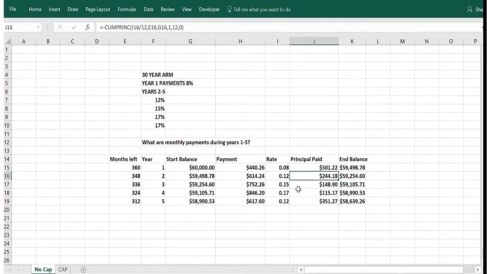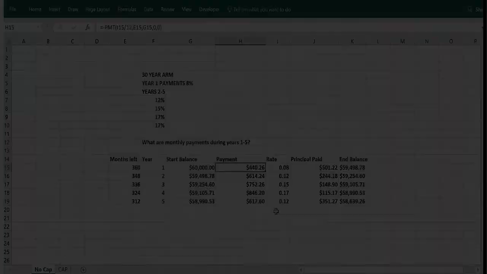And then the principal contribution here would go down for a while, and then it would come back up when the rates drop. So that's how you can figure out the payments on adjustable rate mortgages very easily when you understand the PMT function and the CUMPRINC function.